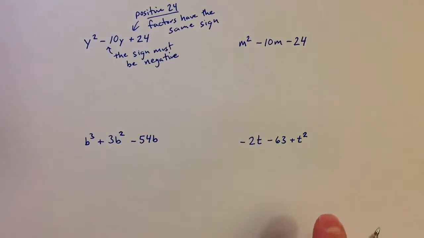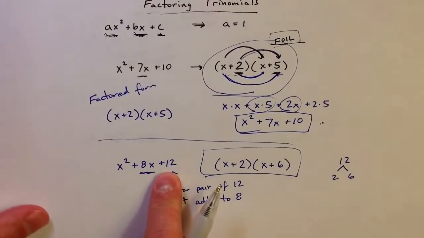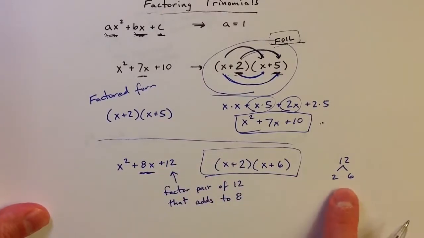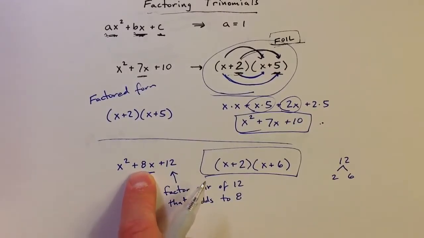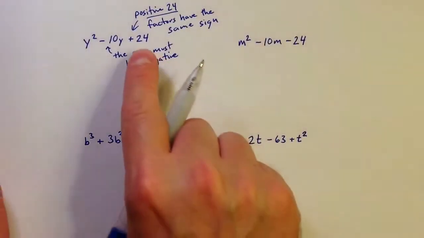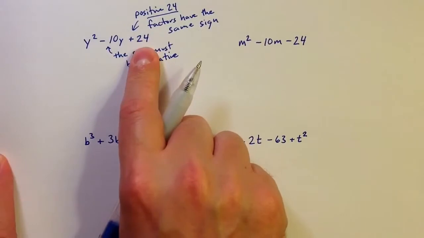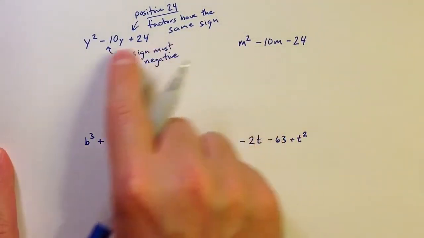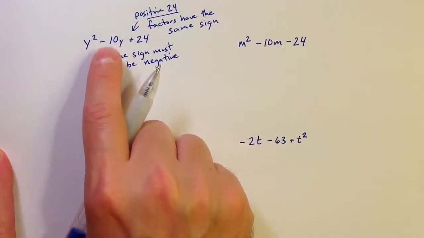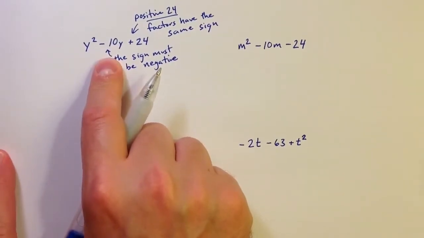So this is a little bit different than our first two examples, because here we had a plus sign, so plus 12 told me that the two factors had to be the same sign, but because I wanted them to add to positive 8, the sign was going to be positive. So the numbers were positive 2 and positive 6. Because the two factors have to multiply to equal positive 24, I know that they need to have the same sign, and then because they need to add to negative 10, that sign has to be negative.